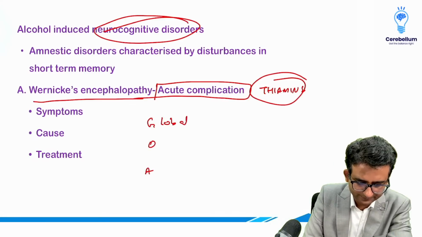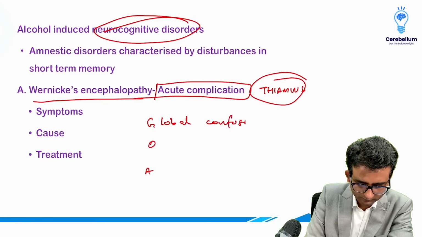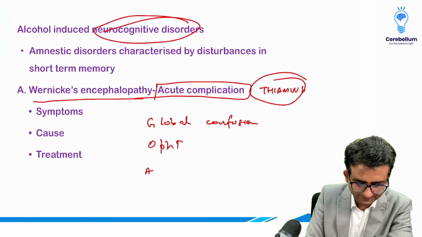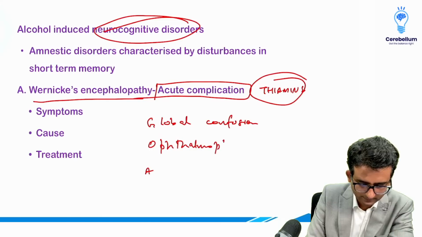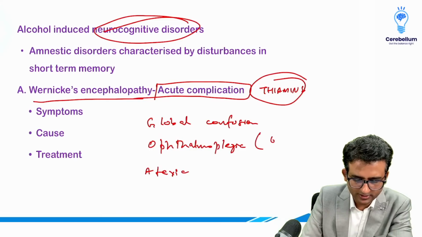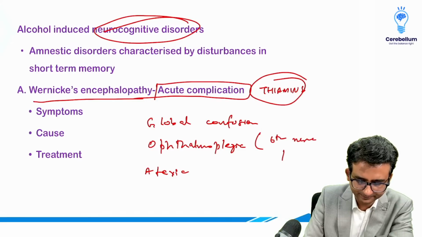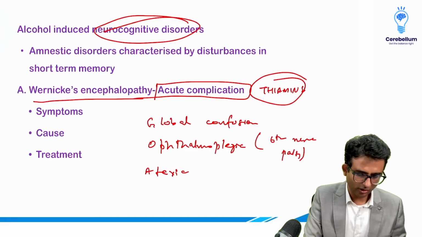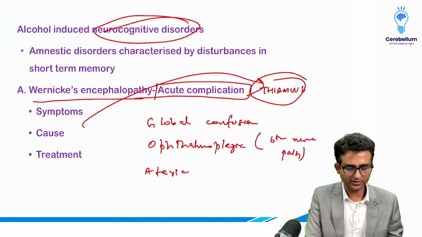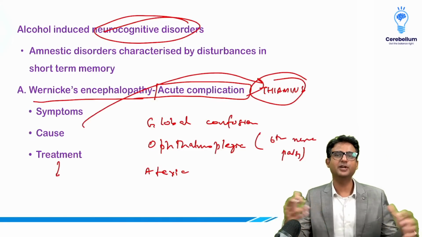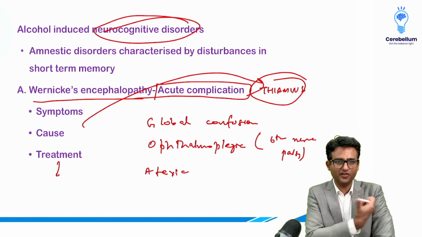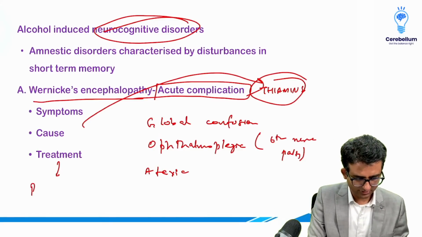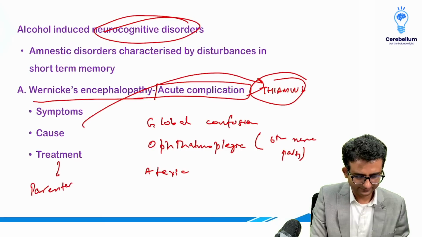Global confusion, ophthalmoplegia, and ataxia, most commonly caused by 6th nerve palsy. Okay? What is the cause? Vitamin B1 deficiency. What is the treatment? If it is caused by thiamine deficiency, give high dosage of parenteral thiamine.